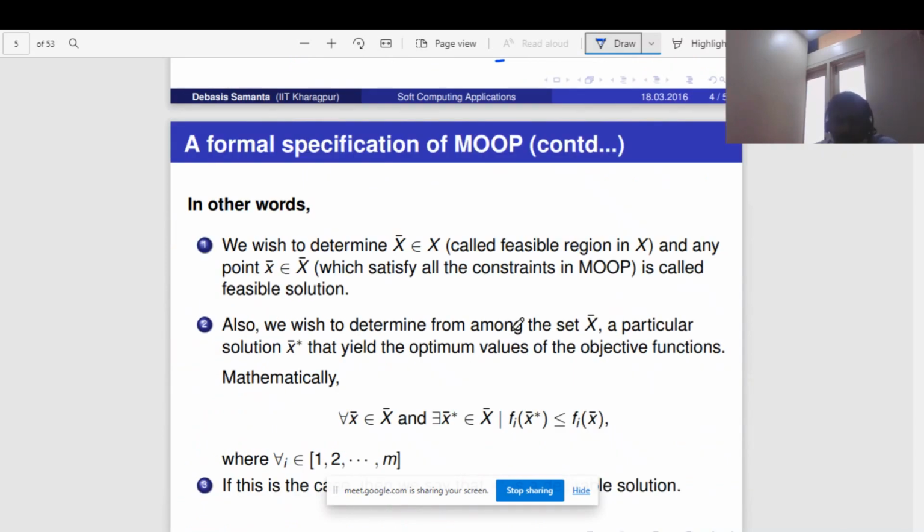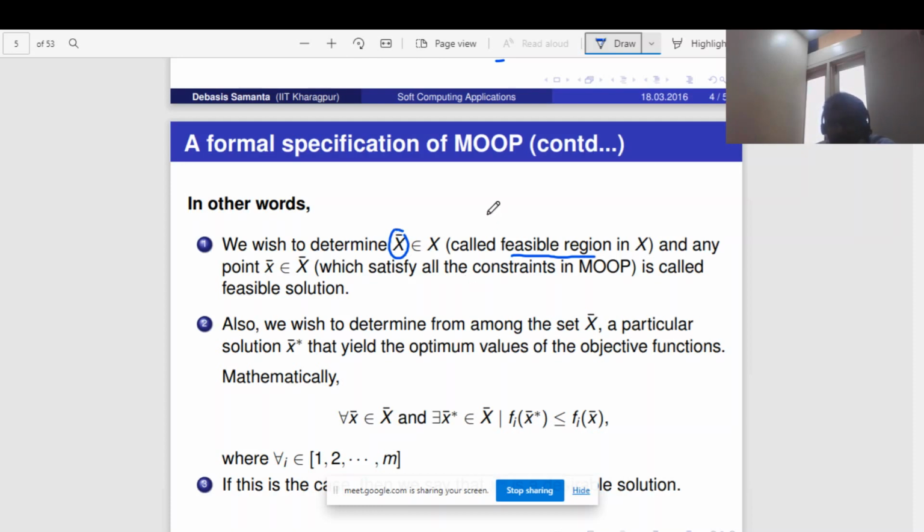So whatever we have discussed graphically is here represented in mathematical terms. That is, we wish to determine x dash from x. What is x? X is the feasible solution. So x contains all solutions. The set of all solutions is x, whereas x dash is some solutions that we identify from all the solutions. That is called x dash.